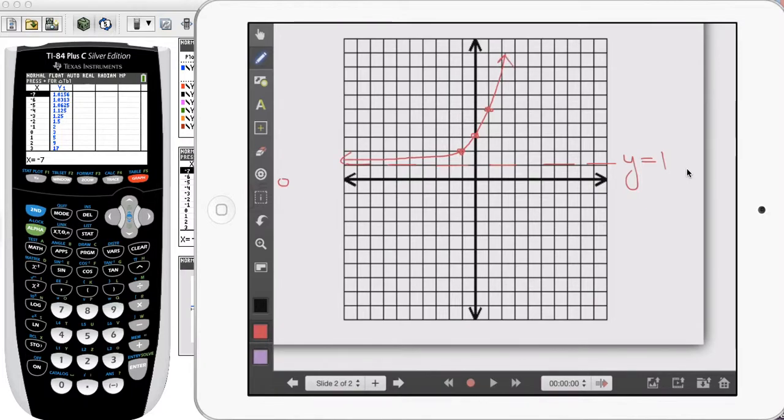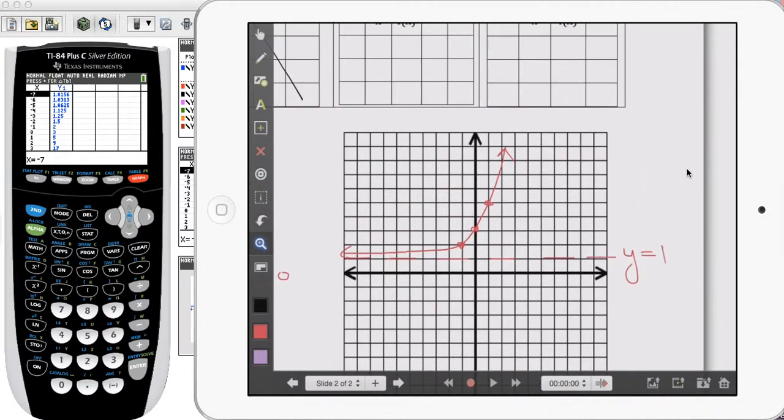up. So as we see, the domain is going to be from the left to the right, -infinity to +infinity, and the range is going to be above the asymptote, so from 1 to +infinity. Now let's talk about the transformation.